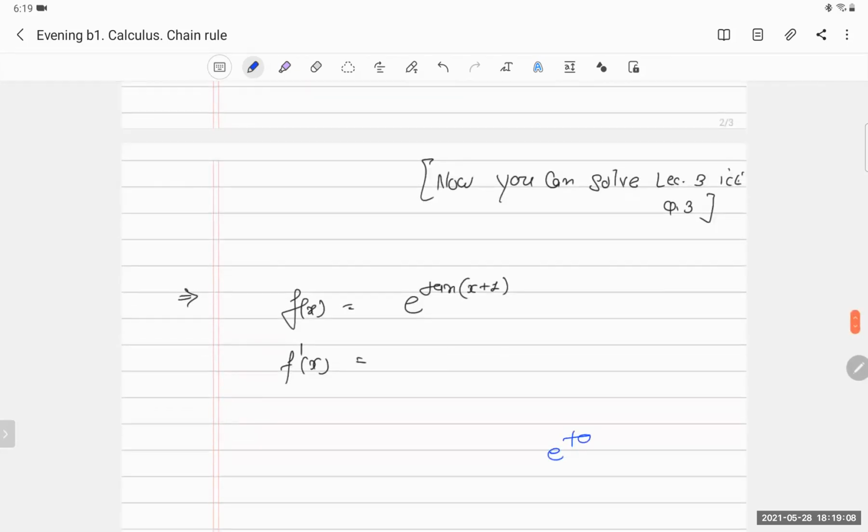So first you write e की power 10x plus 1. First of all, I am saying e की power something. What is the derivative of e की power something? Same, e to the power something. Whatever that something is, I don't care. Now e is gone. Now I am looking at 10. What is the derivative of 10? Sec square. So sec square x plus 1. Now this 10 is also gone. Now I see x plus 1. What is the derivative of x plus 1? 1. So I don't have to write 1. So this is over.